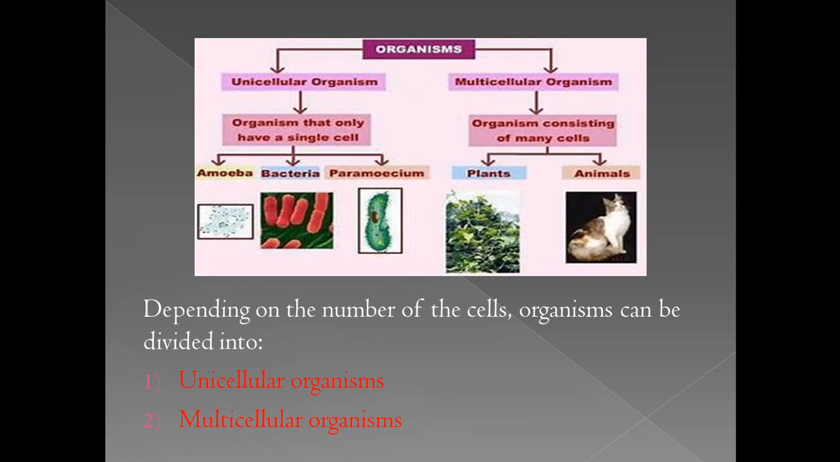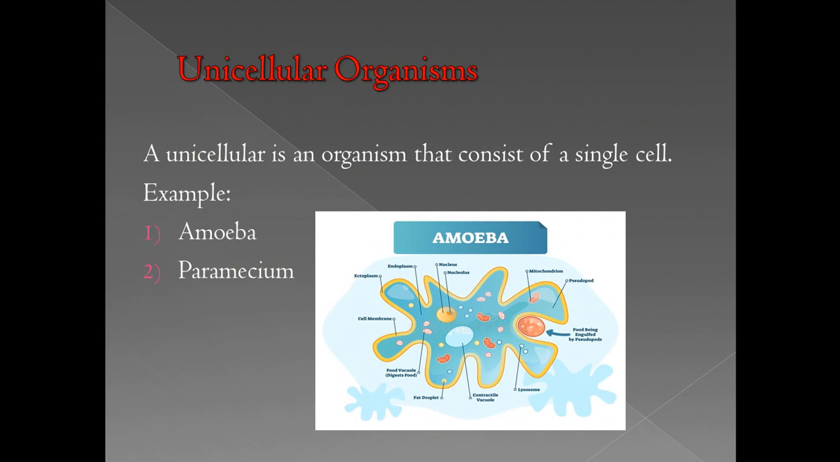Now this is the diagram that you can see. Depending on the number of cells, organisms can be divided into two categories as described below: unicellular organisms and multicellular organisms. This is the unicellular organism. A unicellular organism consists of a single cell, for example, amoeba and paramecium.